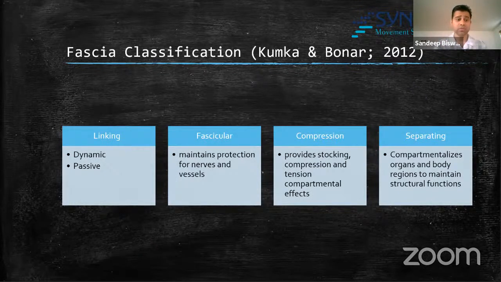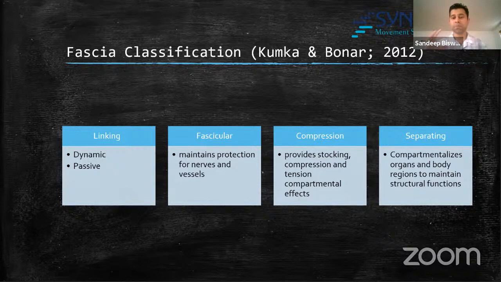classification of the fascia. So what we do, we put them into 4 different categories. The first one is the linking fascia. So you have 2 types of link. There are dynamic links and there is passive link. Then you have fascicular fascia, which maintains the nerves and the vessels. So they provide the patency to the nerves and the vessels.